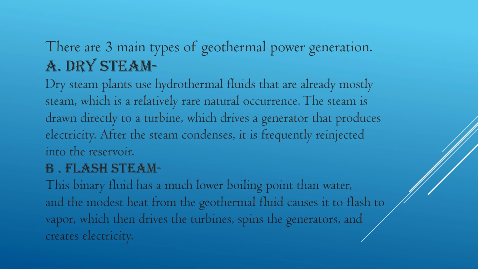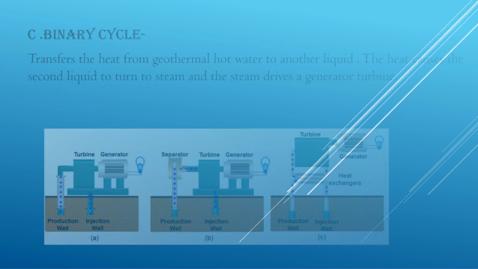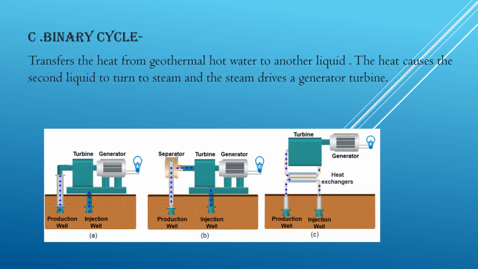Then the third one is binary cycle. Here, it transfers the heat from geothermal hot water to another liquid. The heat causes the second liquid to turn to steam. Then this steam drives a generator turbine, and by this the electricity is produced.